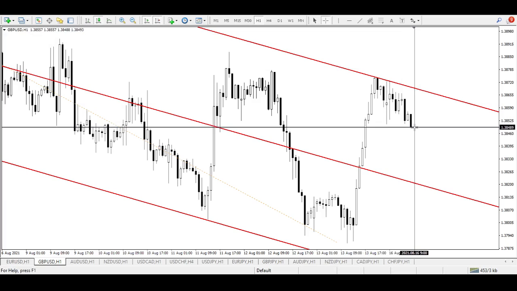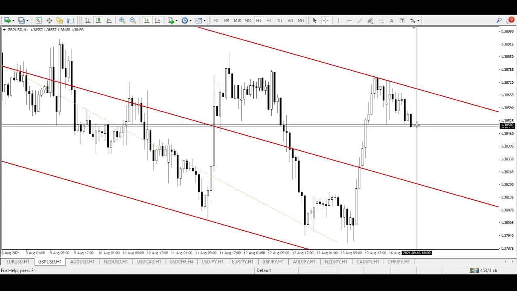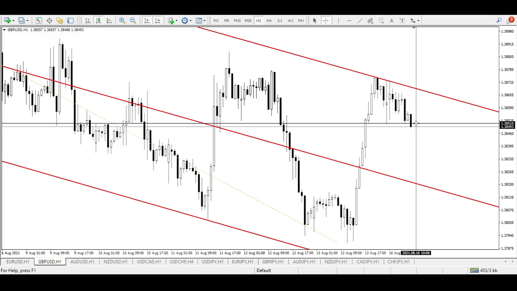So now let's talk about the target. So my trade started at this point, 1.38508, from where my target is. I will not consider this one here because it will take a few candles for the market to reach this line, maybe 5 candles. So then my target will be 32 pips.